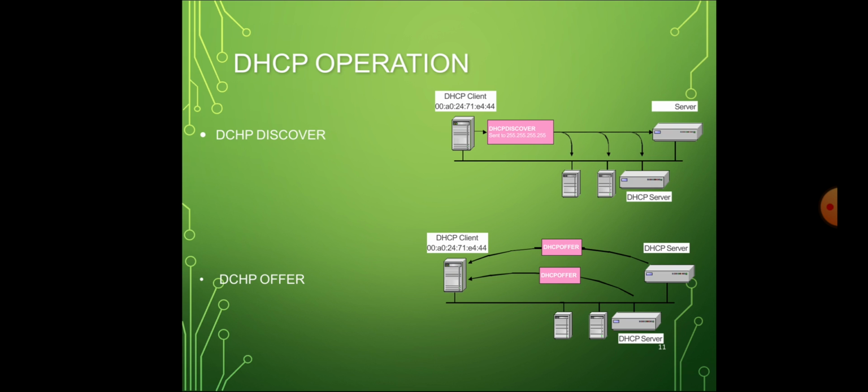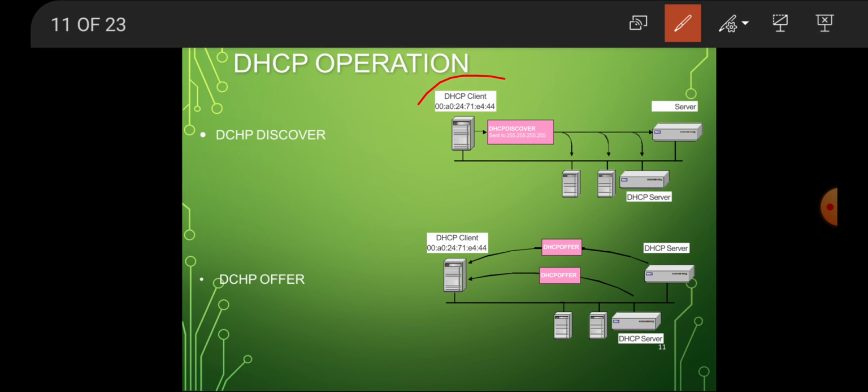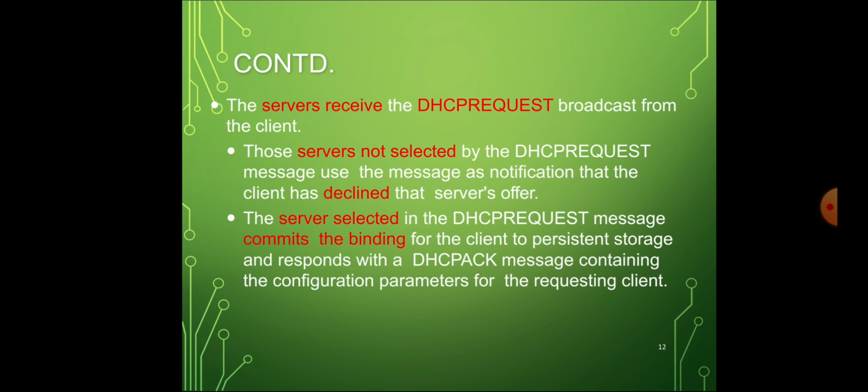Now next, I will explain the DHCP operation in diagram form. In the DHCP discover, first it will send the DHCP discover message to all the servers, and then the servers send the DHCP offer message to the client. Suppose my PC or your PC requires an IP address, then the different DHCP servers offer different IP addresses to your PC. Then I will tell you what happened next. So this is what I explained in words.